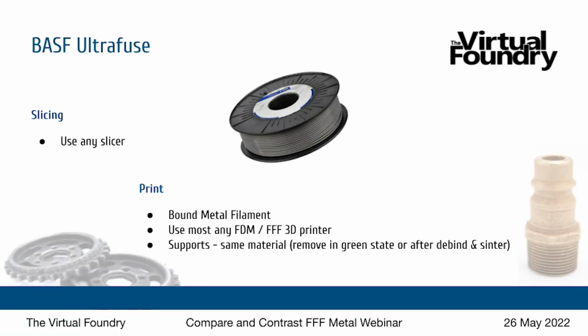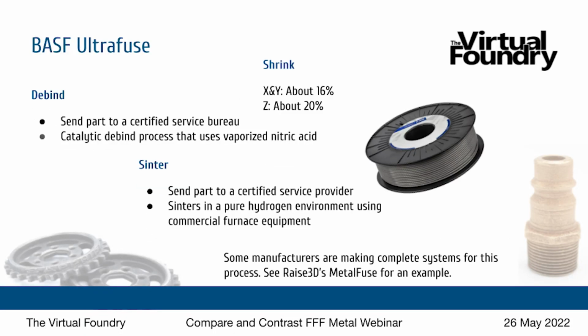For the supports with the BASF Ultrafuse, you're going to use that same material. Then you will either remove the supports before or after the debind and sinter process, depending on your part design. For debind and sinter, you will send your part away to a certified service bureau. There's one in the US and there's one in Europe that I know of for sure. There may be others.